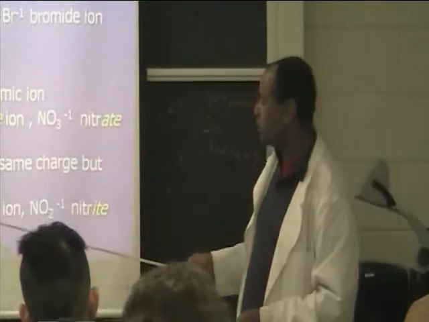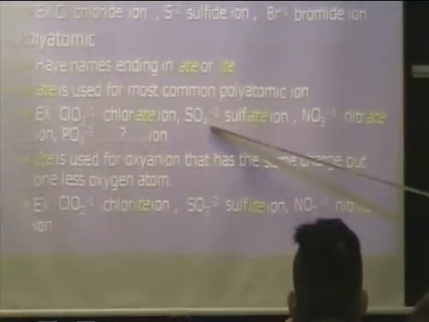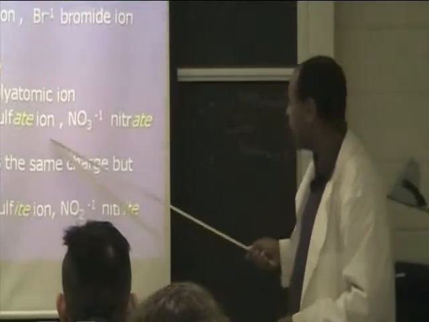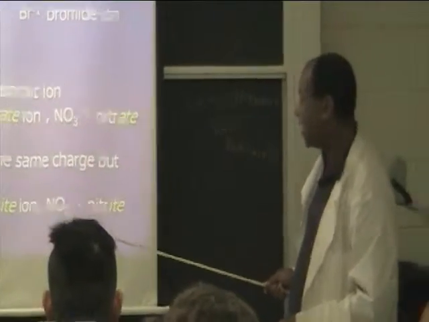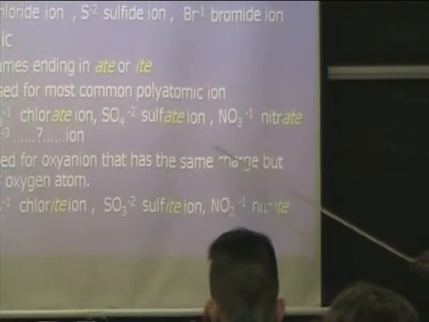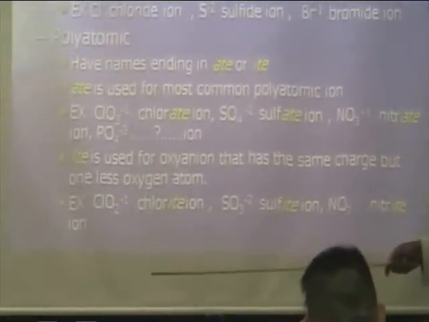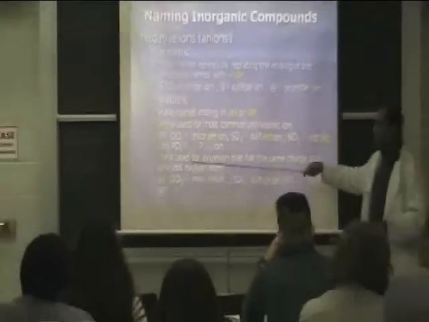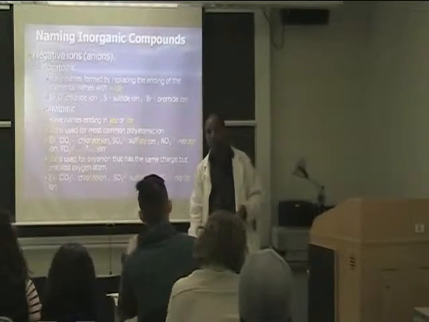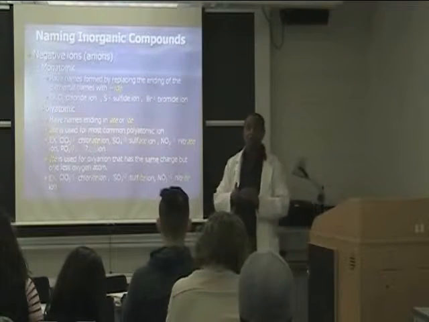If I ask you sulfite ion, go back to sulfate. If you know sulfate, you don't have a problem studying sulfite. If I ask you nitrite, go back to nitrate. Phosphate, phosphite. So what you need to focus on is the common polyatomic ions. If you focus on the common polyatomic ions, the other ions come on their own.